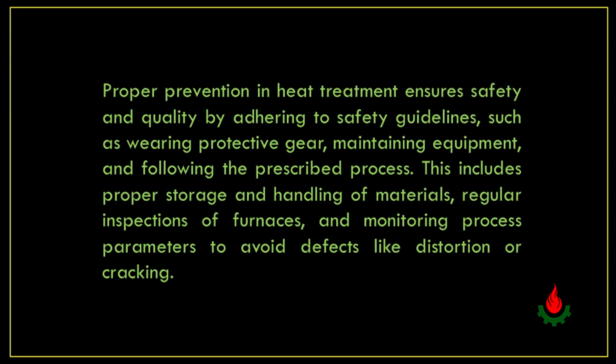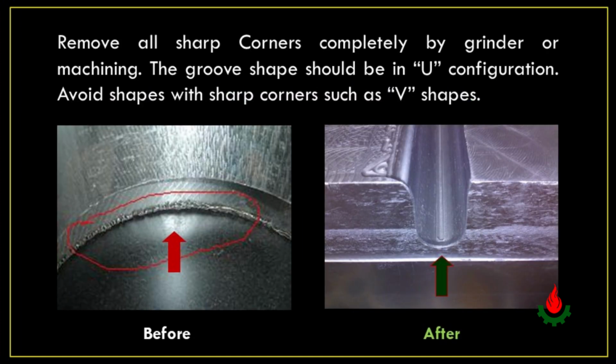Proper prevention. Proper prevention in heat treatment ensures safety and quality by adhering to safety guidelines, such as wearing protective gear, maintaining equipment, and following the prescribed process. This includes proper storage and handling of materials, regular inspections of furnaces, and monitoring process parameters to avoid defects like distortion or cracking. Remove all sharp corners completely by grinder or machining.